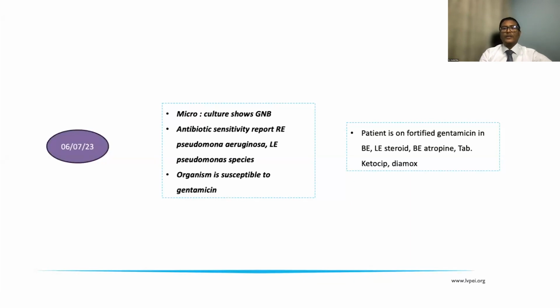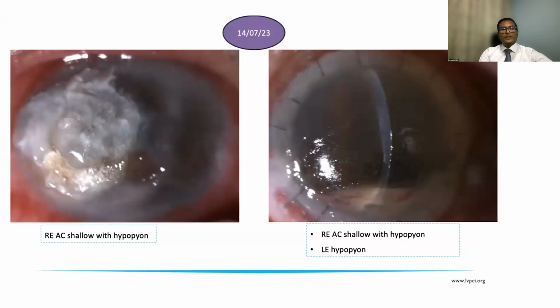In the left eye, we started steroids, assuming that in Pseudomonas infections an early steroid helps to control the inflammation. So this was the patient after the tissue adhesive and bandage contact lens in his right eye, and in the left eye a penetrating keratoplasty had been done, but there was again a blood stained hypopyon in the left eye.